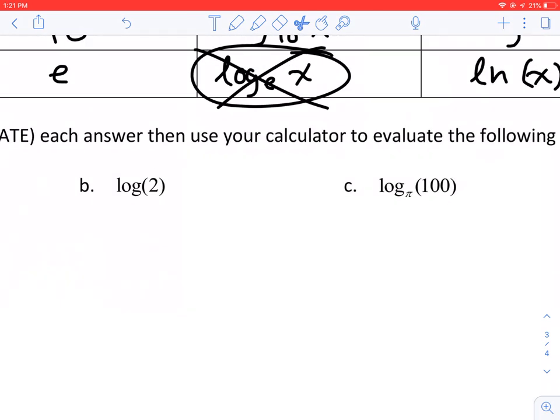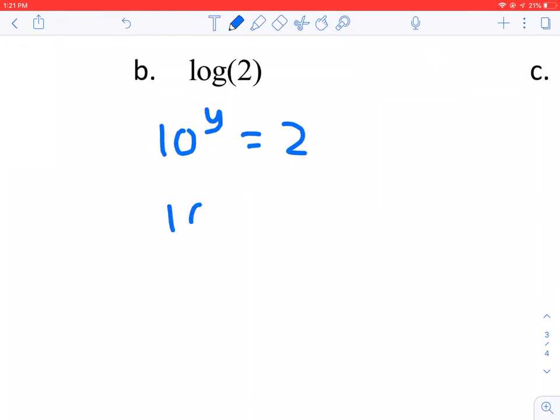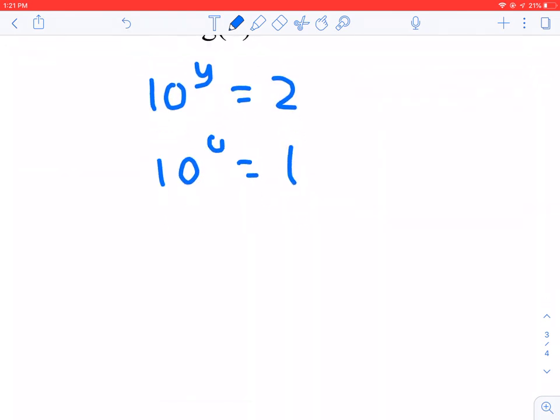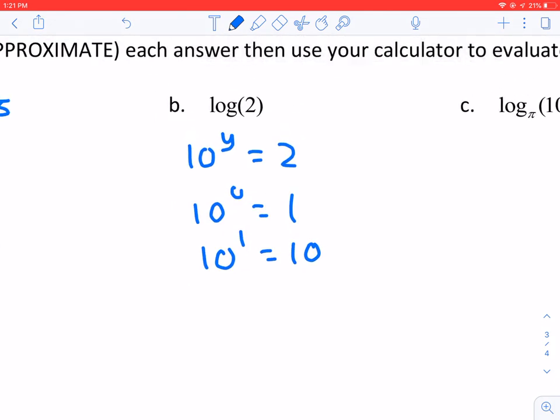So why don't you guys approximate B and C also? For B, this is 10 to some power, I'm going to use y again, is equal to 2. So I know 10 to the 0 power is equal to 1, and 10 to the first power equals 10. So I know this is in between 0 and 1.